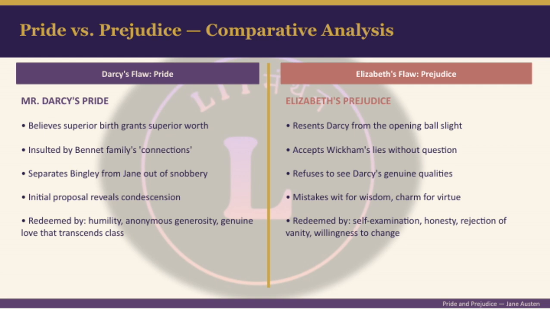When we compare the two, Elizabeth's flaw is prejudice, her tendency to judge prematurely and superficially. Darcy's flaw is pride, his belief in his own superiority. Both traits are rooted in a kind of self-focus that blinds them to true worth in others. This contrast is central to the novel's theme, overcoming pride and prejudice to find genuine connection. Their journey shows that true humility and open-mindedness can lead to personal growth and happiness.